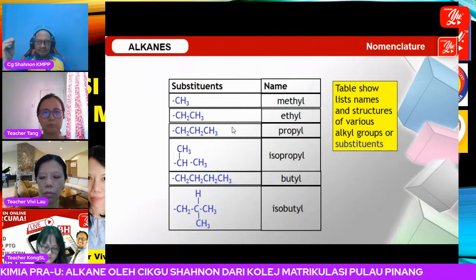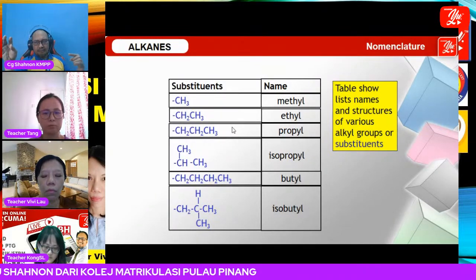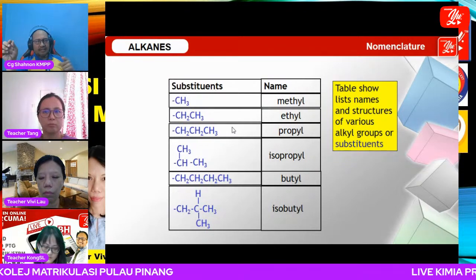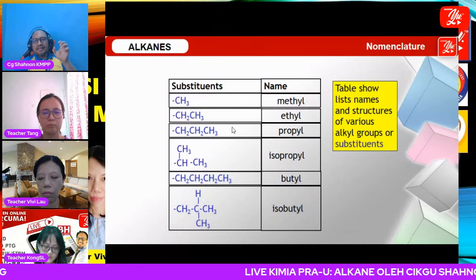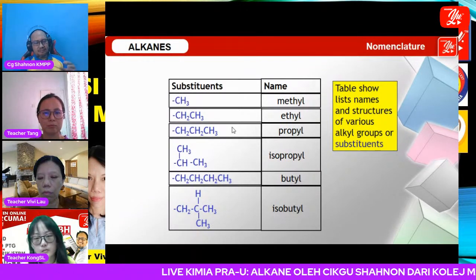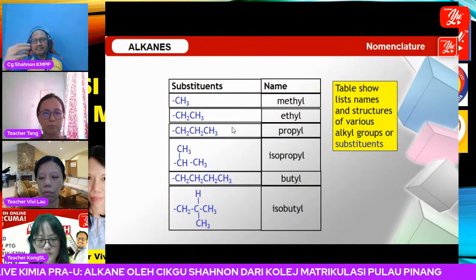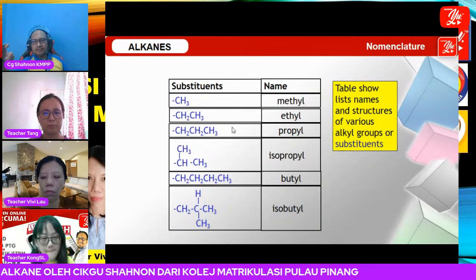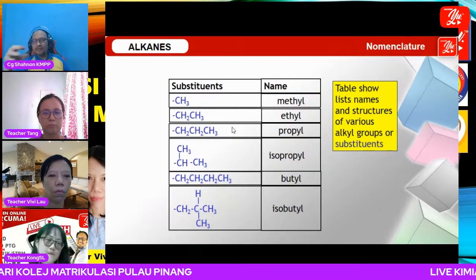We have a CH3 dash. The dash means the group of atoms here, CH3, is attached to what we call the main chain. For example, we have a main chain of butane, and this CH3 as a branch, we call it a substituent, attached to the main chain of hydrocarbon.